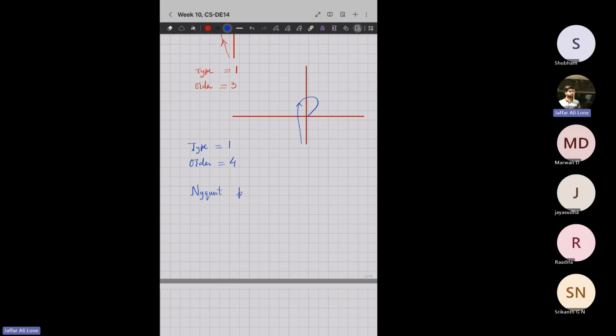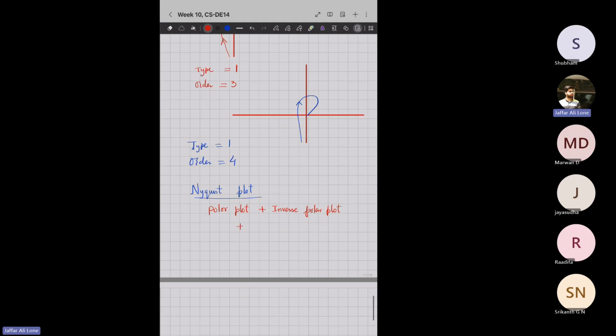So now, how do we find this? Assuming again you know what a Nyquist plot is, it's the same as the polar plot. So how do you plot this? You make a polar plot plus an inverse polar plot. What is an inverse polar plot? Inverse polar plot is the mirror image of the polar plot. Okay, I'll write that later. So polar plot, inverse polar plot, plus a semicircle of infinite radius.